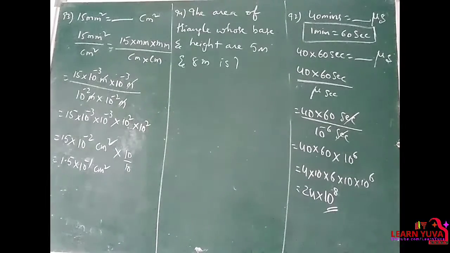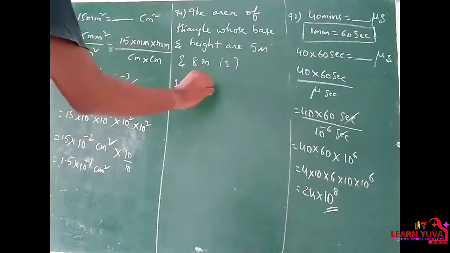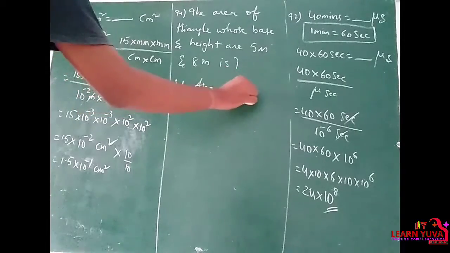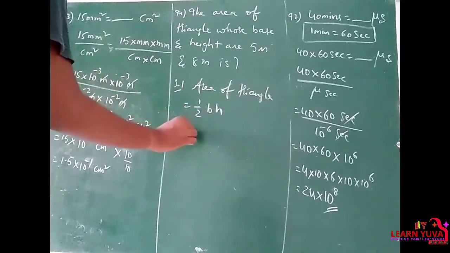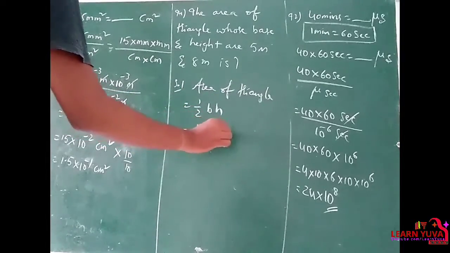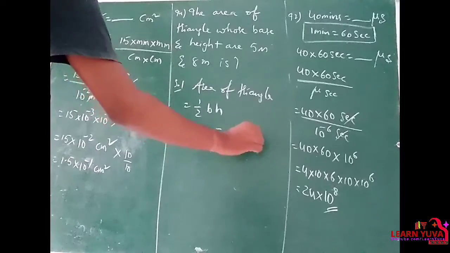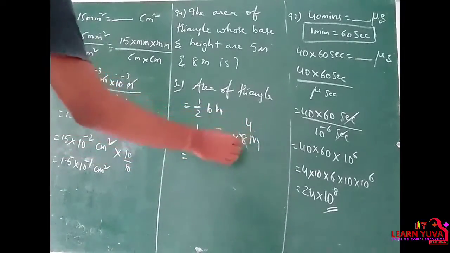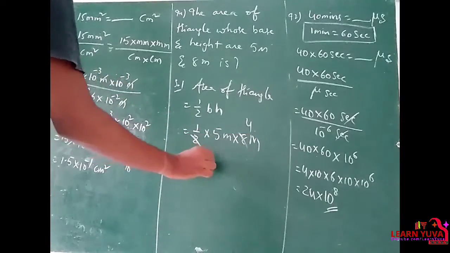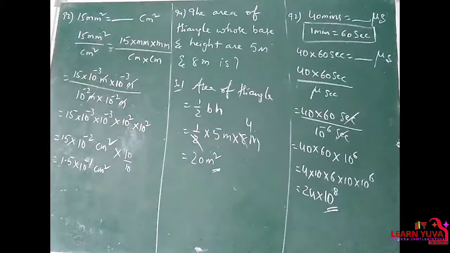We have to find out the area of a triangle whose base and height are given as 5 meters and 8 meters. So the area of a triangle formula is equal to half BH. So half into base value 5 meters into height value 8 meters. 2 ones, 2 fours. So 4 into 5 is 20 meter into meter, square. So 20 meter square.